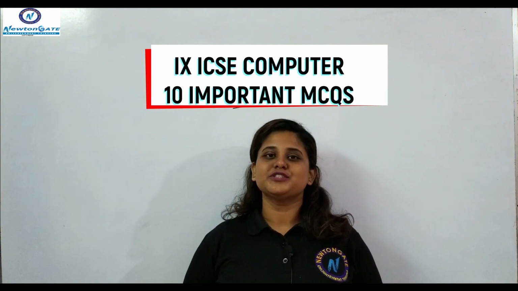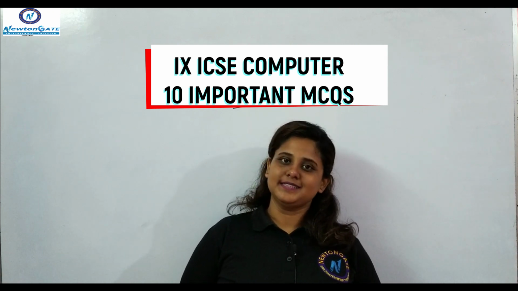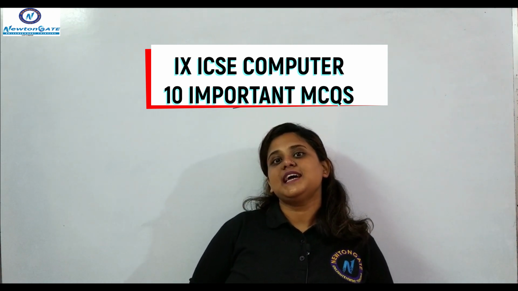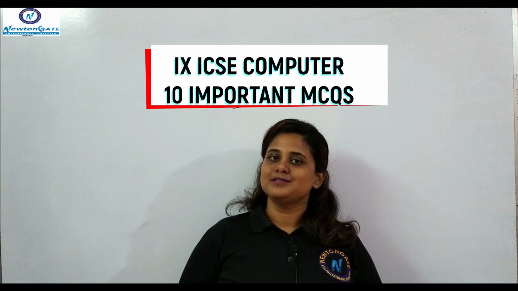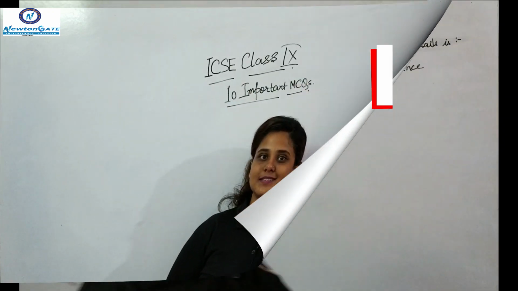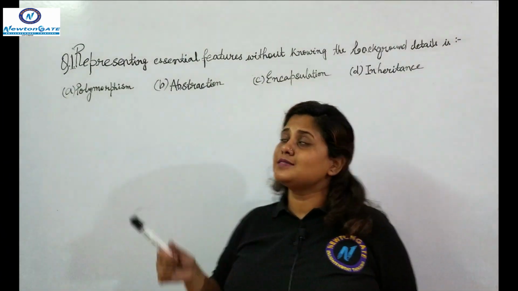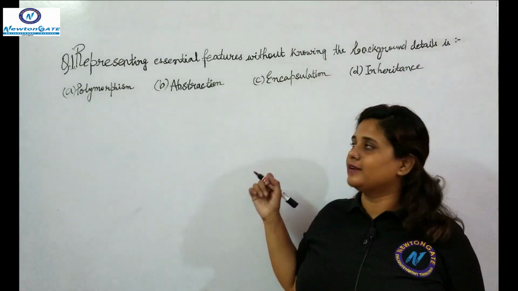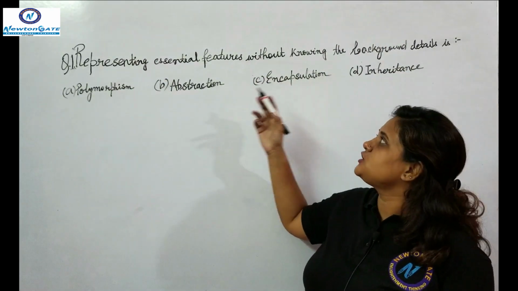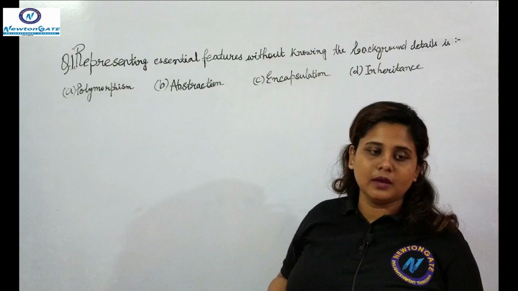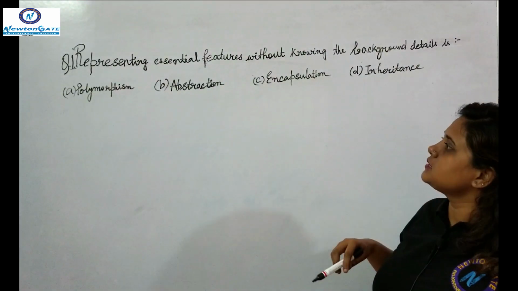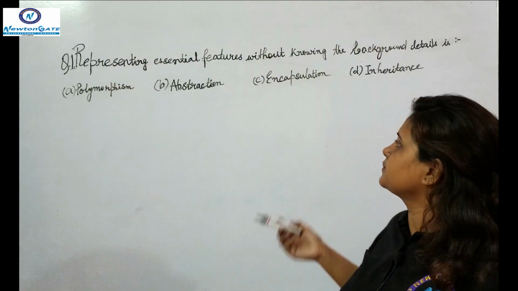This is Arunima and today's topic is Class 9 ICSE Computer Applications 10 Important MCQs. So let's get started. Okay, so this is our question number 1. Representing essential features without knowing the background details is known as what?